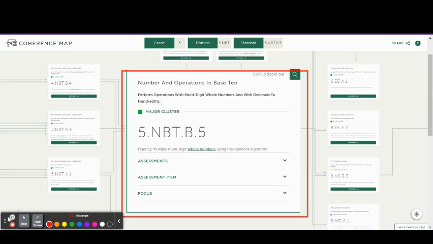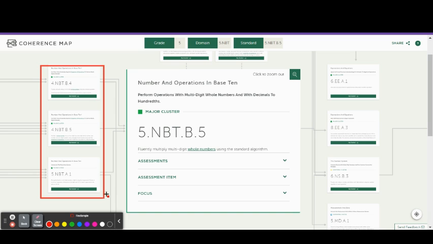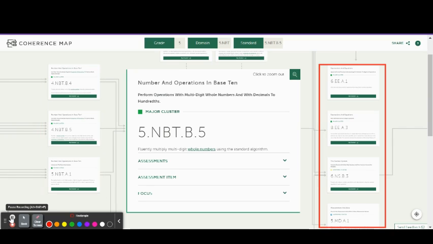Once you've mapped your standard, you'll notice that it shows up here in the center. You'll also be given some sample assessment items as well as some additional resources about that standard and its focus. The standards to the left of the standard that you mapped are what I like to call foundational standards. This set of standards will give students the foundation that they need to be successful in the standard that you have mapped. Standards listed to the right of the one that you have mapped, I like to call upcoming standards. The standard that you have mapped is foundational for students to be successful in those upcoming standards.